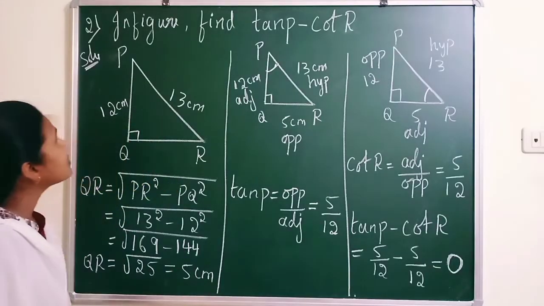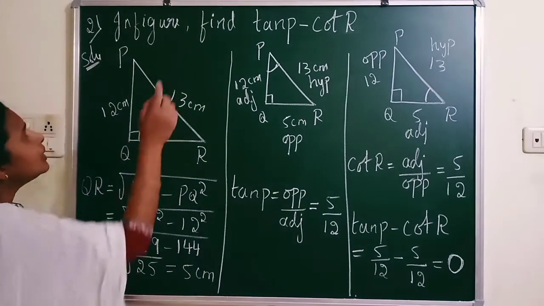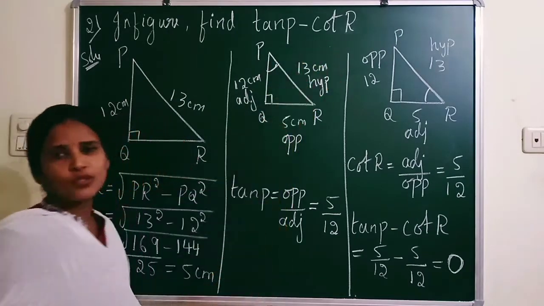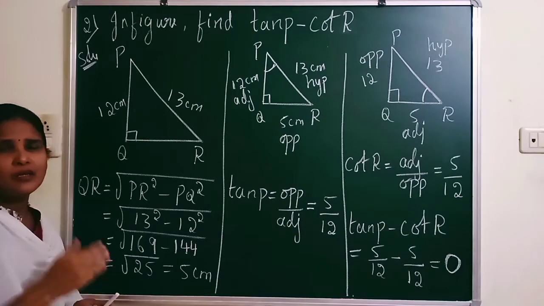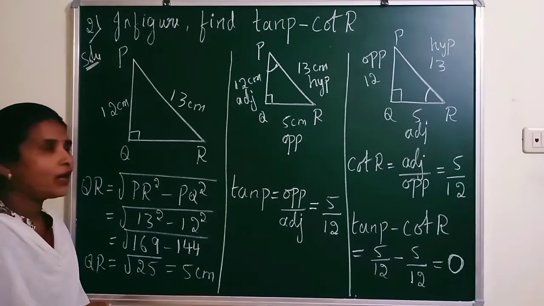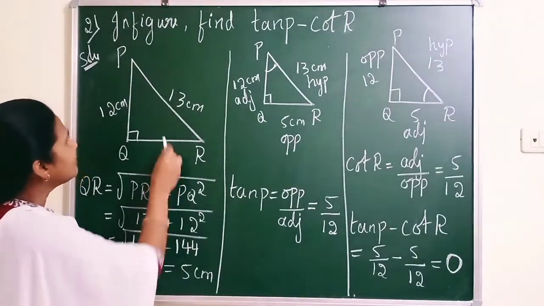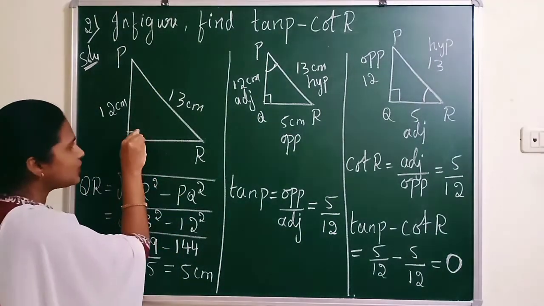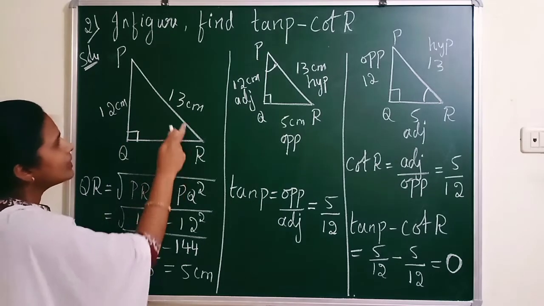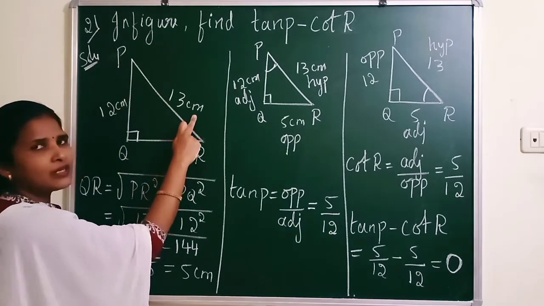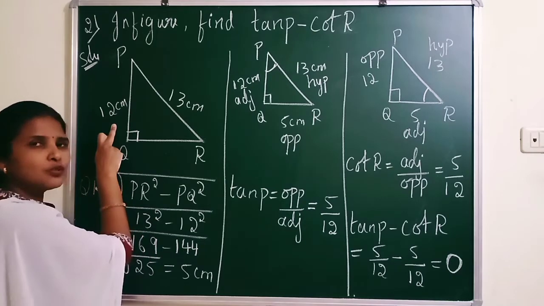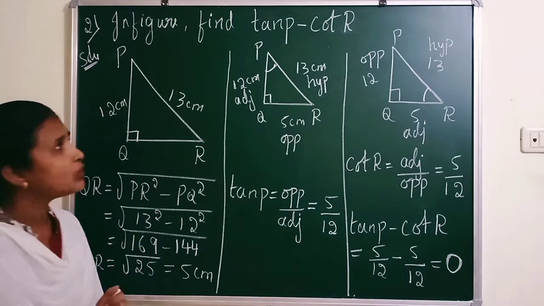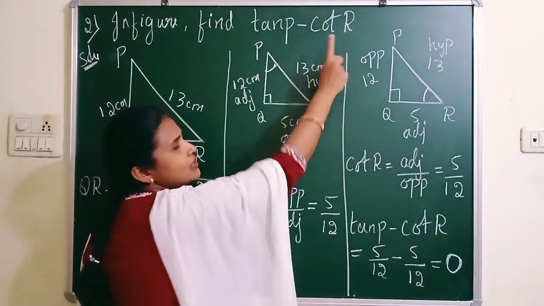The next question is question number 2. He has given in the figure, find tan P minus cot R. The question is very simple. We have to find tan P minus cot R. This is the diagram he has given, PQR is a right angle triangle. This symbol tells you that it is 90 degrees, and he has given PR is 13 centimeter and PQ is 12 centimeter. And I have to find tan P minus cot R. So two acute angles are used here, one is P and the other is R.